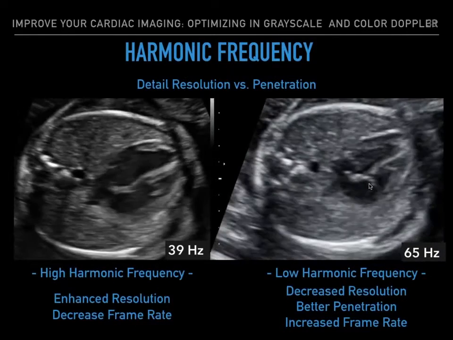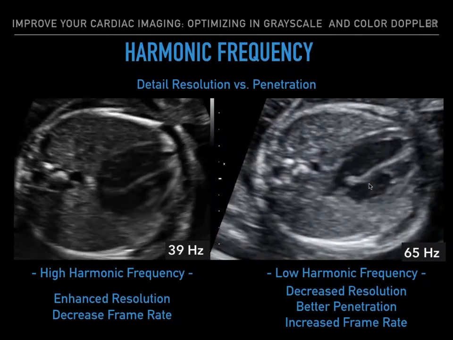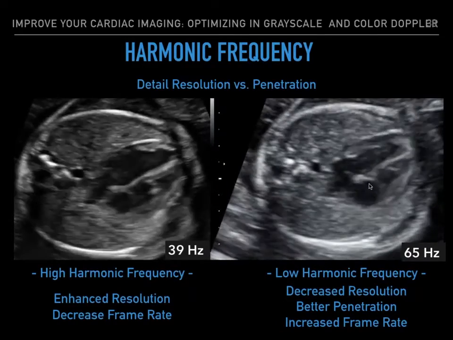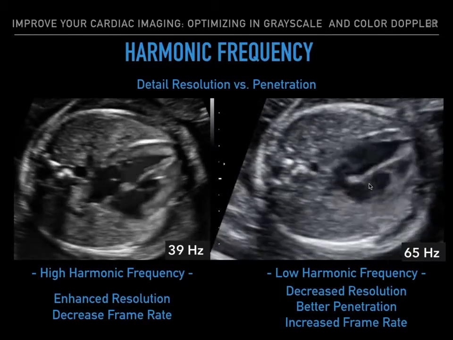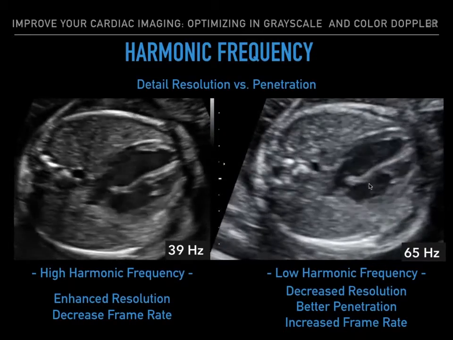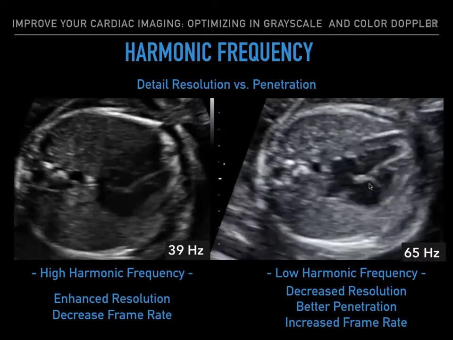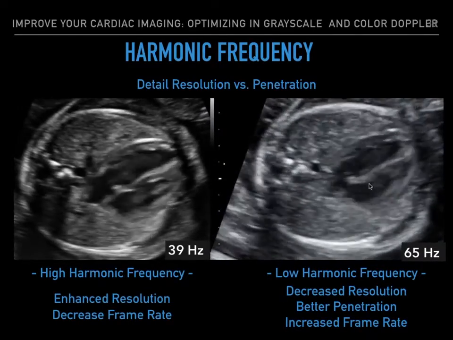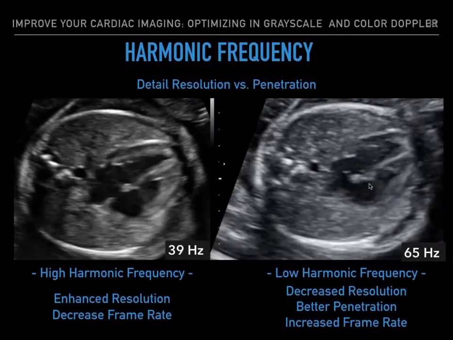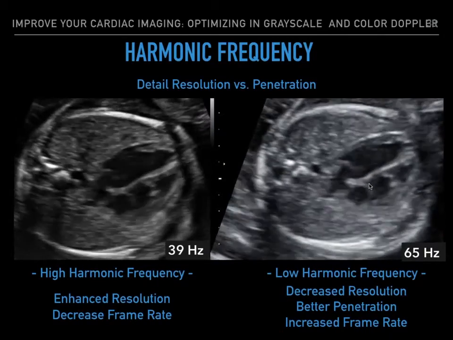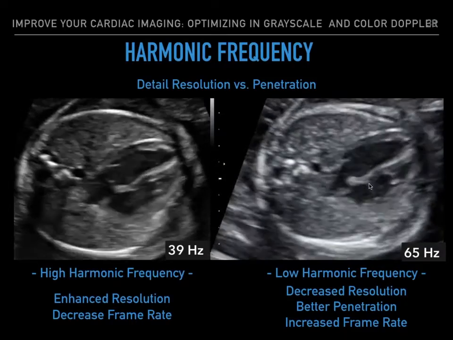So we have two clips. This is the same patient, just demonstrating the use of a high harmonic frequency. You can see the heart, and it also has enhanced resolution, although as you can see there is a decreased frame rate of 39 Hertz. And here we have the low harmonic frequency being utilized.